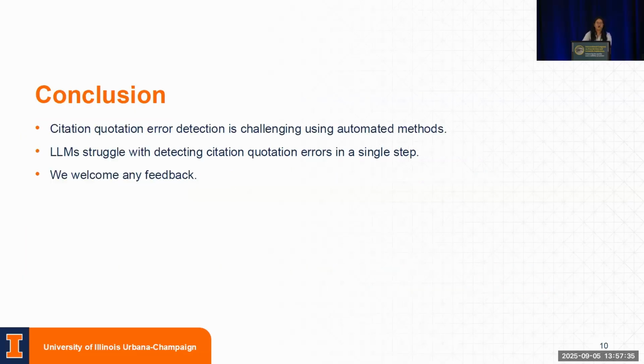So in conclusion, citation quotation detection is challenging. It's very challenging to do manually. It's very tedious, but it's even more challenging to do automatically, because the methods are not accurate right now. LLMs struggle with detecting citation quotation errors in a single step. So the idea of copy pasting the citing statement and the reference article to your LLM, to ChatGPT, probably won't give you good results right now.